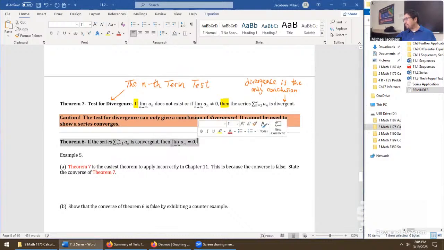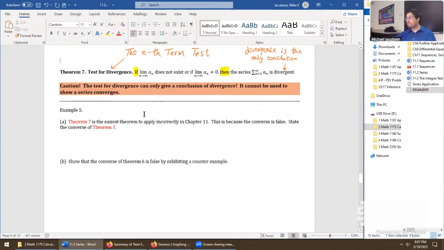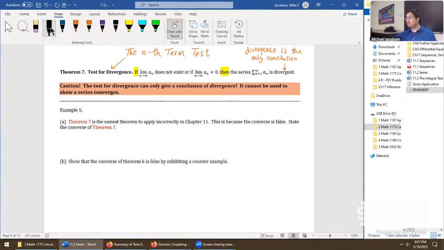The other thing I want to eliminate was this. I'm really trying to talk about theorem 7 specifically, not bring theorem 6 back. We're done with it. So I guess I struck it through and deleted it. It's gone now. So let's focus on the nth term test, the so-called test for divergence. It's the easiest theorem to apply incorrectly. Okay, now I believe that statement. This one is the one we're talking about. The converse is false, and we're going to state the converse regardless, just to see what it looks like.